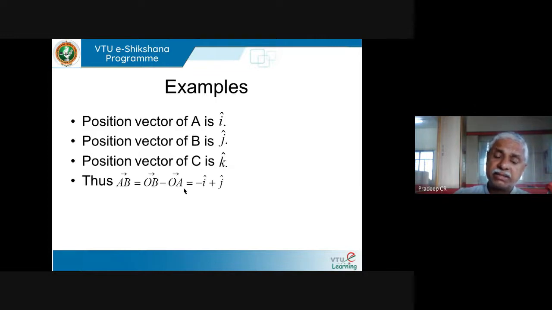And AB is minus i plus j, because AB is OB minus OA. This I've been telling you all the time, and I showed you an example in the last class also: how a vector is related to the position vectors of its tail and head. So I'm using that. Vector AB is equal to vector OB minus vector OA. OB I know, OA I know, so I write both of them. Similarly, I can find vector AC because I know OC and OA, so you can see it on your screen.